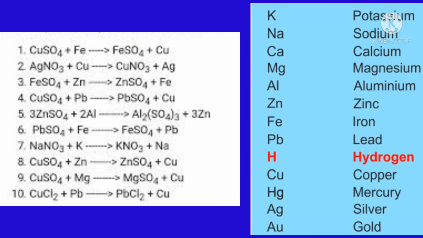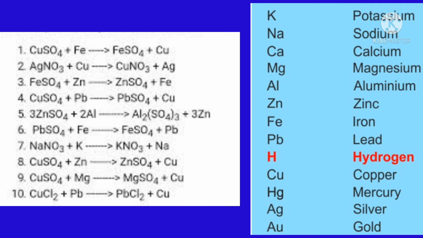In the third equation, zinc is a metal, whereas iron is an iron ion. So zinc is top in the series, iron is lower in the series. So the metal is top in the series, which means the reaction occurs. So what is the product? In iron's place you have to write zinc. So zinc sulfate plus iron. Likewise, all the equations you have to compare. What are the things you have to compare? Metal and metal ion. If the metal is top in the series than the metal ion, definitely the reaction occurs.